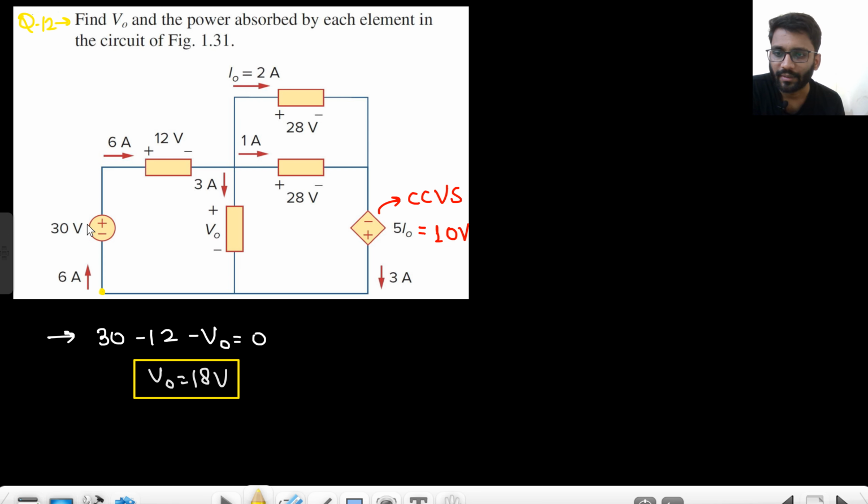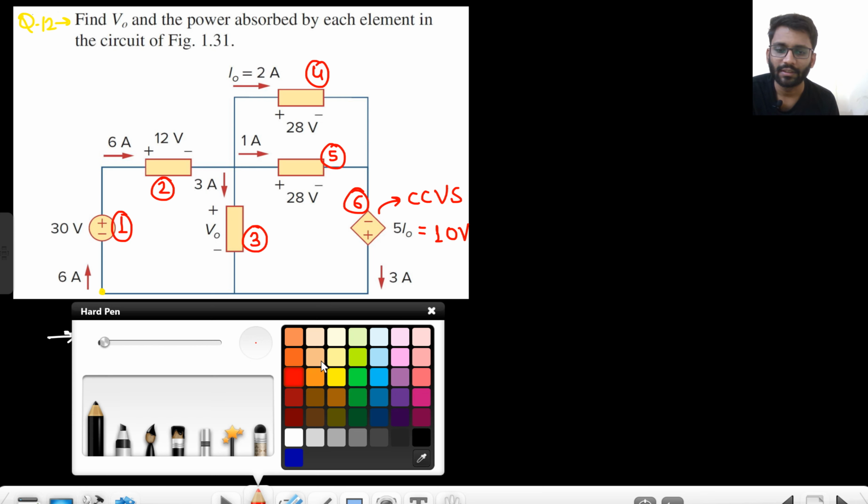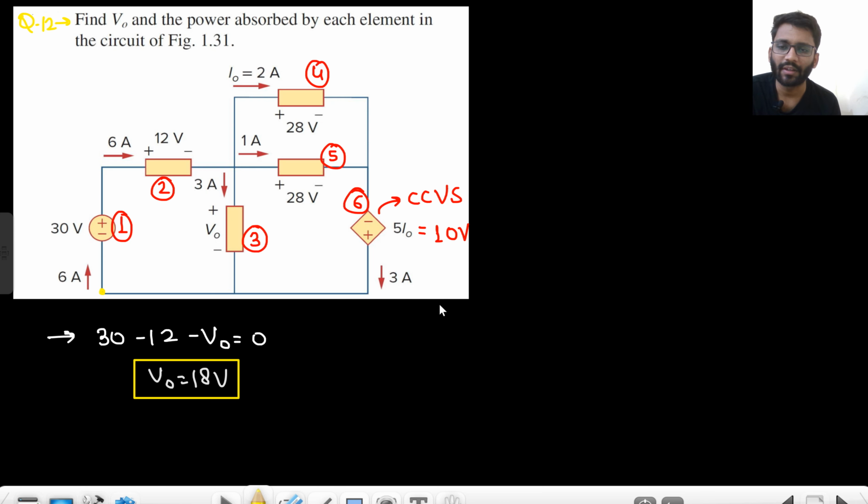So, power absorbed by each element. First I will give the names. I will call this one element 1, this one element 2, this one element 3, this one element 4, this one element 5, and this one element 6. So we are writing power absorbed. Tell me, is element 1 delivering power or absorbing power?